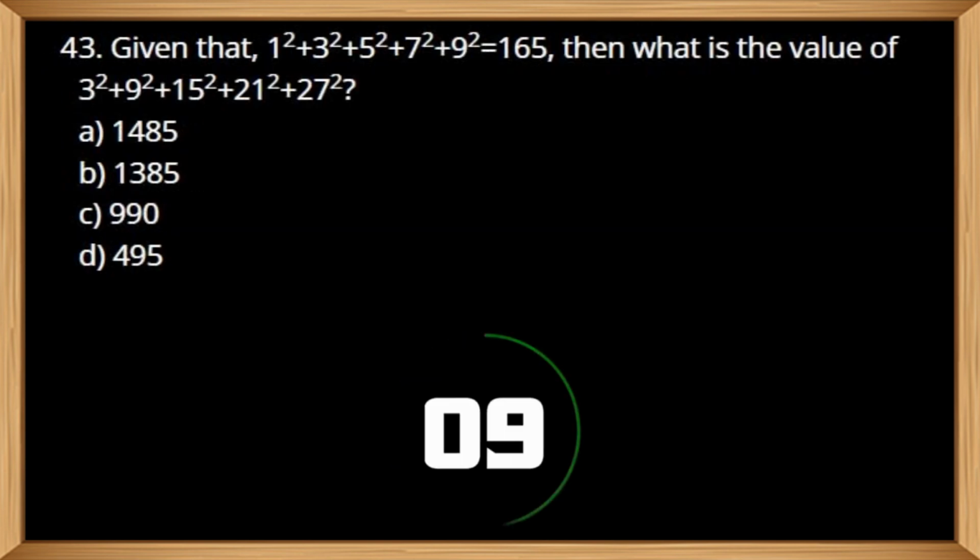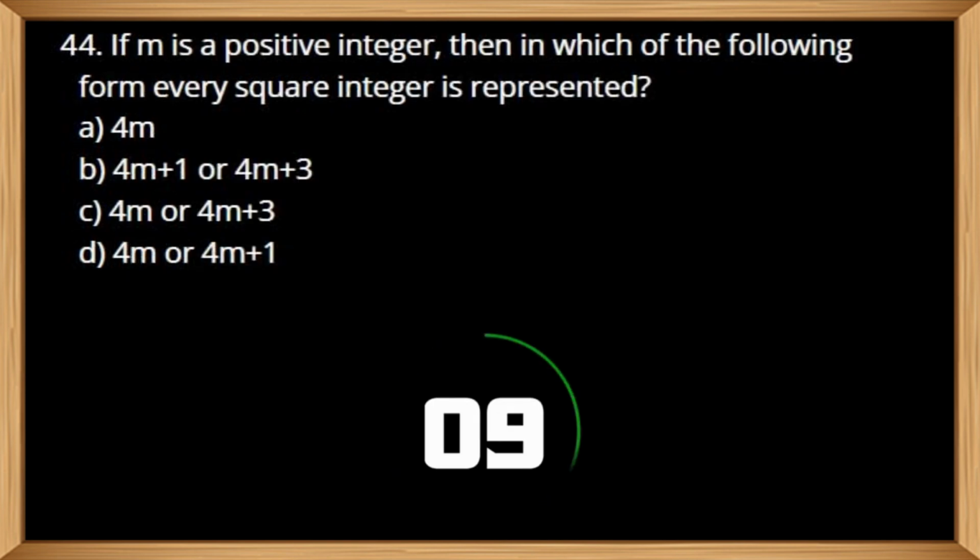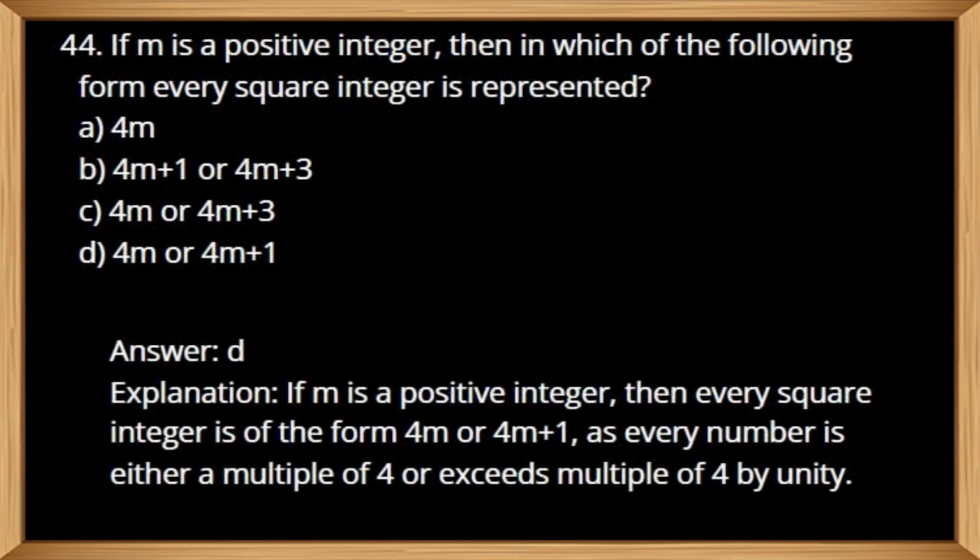Given that 1 square plus 3 square plus 5 square plus 7 square plus 9 square is equal to 165, then what is the value of 3 square plus 9 square plus 15 square plus 21 square plus 27 square? Option A 1485. If m is a positive integer, then in which of the following form every square integer is represented? Option D 4m or 4m plus 1.